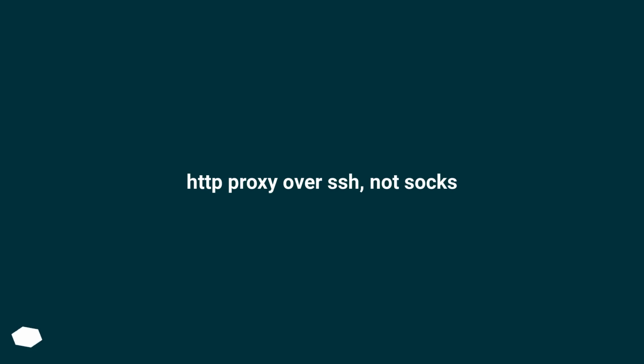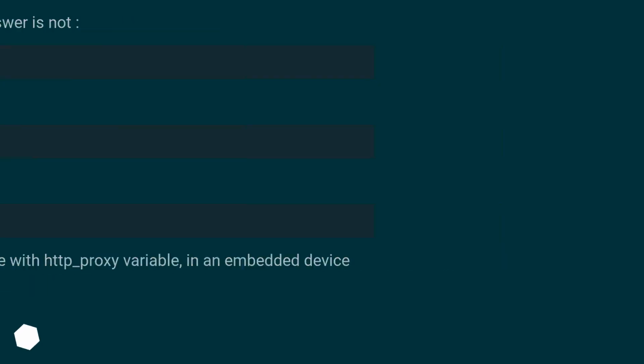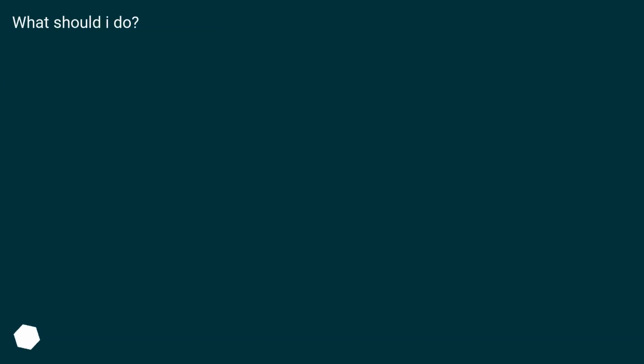HTTP proxy over SSH, not socks. The question is simple, but the answer is not. I need a kind of proxy that I can use with the http_proxy variable, in an embedded device that doesn't support socks. What should I do?